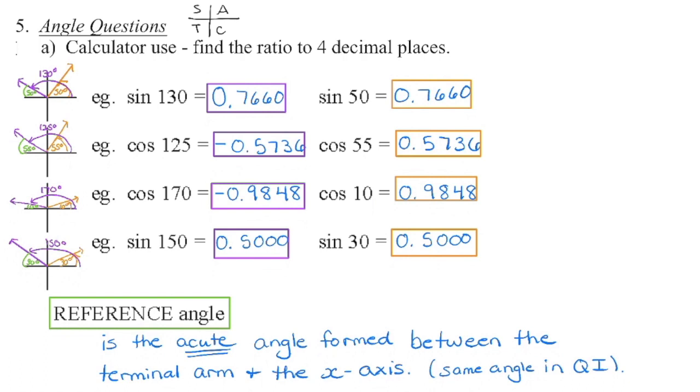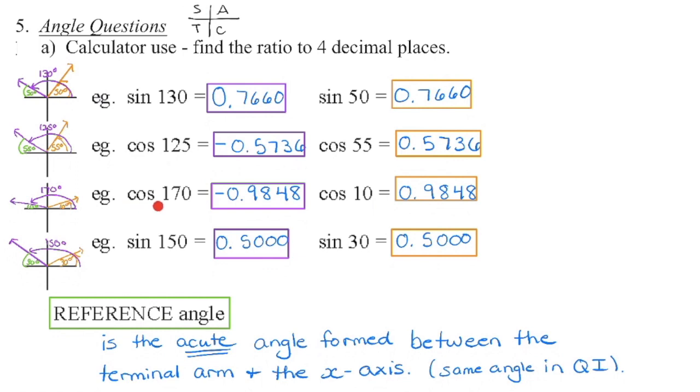All right, going back to the CAST rule. We know if we terminate in quadrant 2 that the only ratio that's positive is sine. My second example has cosine, so you can put this into your calculator and see you end up with a negative value. The ratio, the adjacent side divided by the hypotenuse, is the same, but this is negative because any cosine ratio terminating in quadrant 2 is negative.